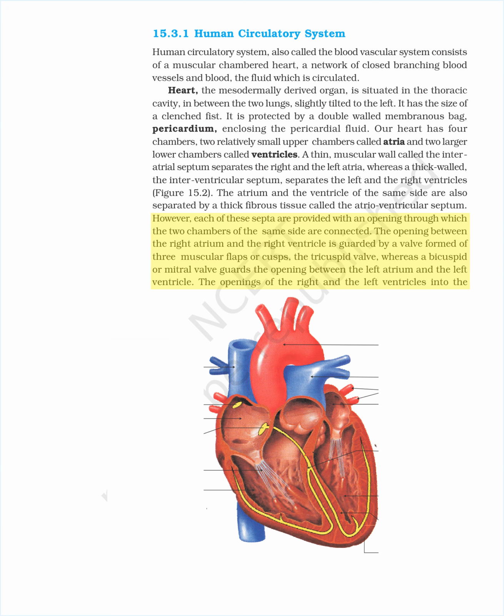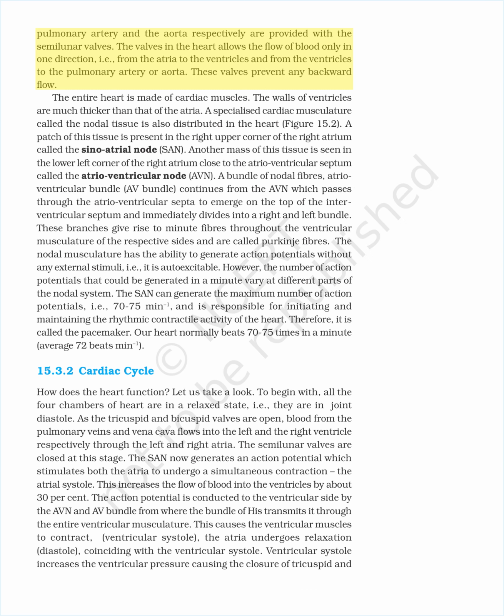However, each of these septa is provided with an opening through which the two chambers of the same side are connected. The opening between the right atrium and the right ventricle is guarded by a valve formed of three muscular flaps or cusps, the tricuspid valve, whereas a bicuspid or mitral valve guards the opening between the left atrium and the left ventricle. The openings of the right and the left ventricles into the pulmonary artery and the aorta respectively are provided with the semilunar valves. The valves in the heart allow the flow of blood only in one direction, i.e., from the atria to the ventricles and from the ventricles to the pulmonary artery or aorta. These valves prevent any backward flow.